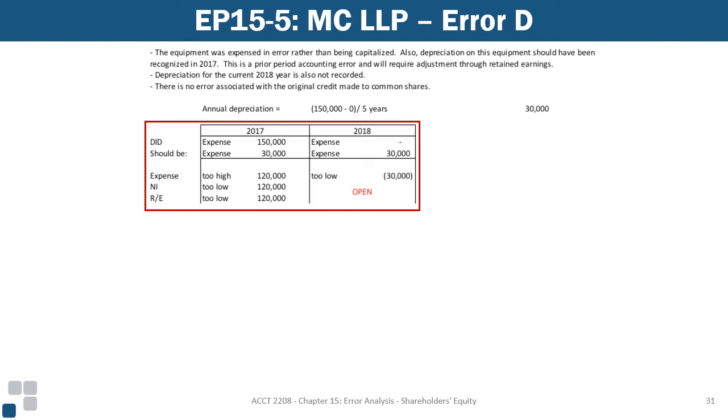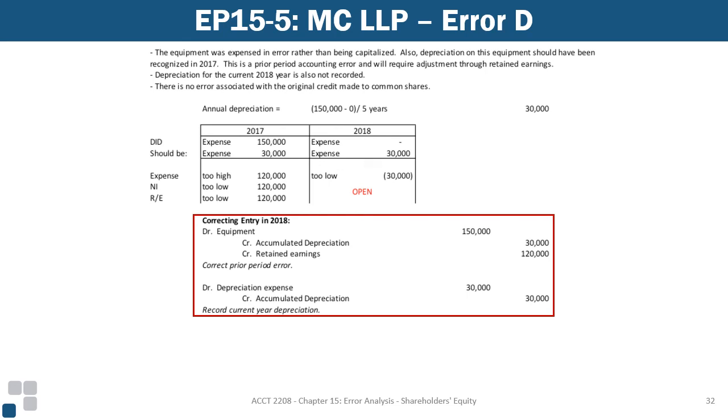If you'd like to keep track of what did happen or should have happened each year: they expensed 150,000. That was the repair and maintenance error, but they only should have expensed depreciation of 30. And so as a result, the combination is that the expenses are too high by 120,000, resulting in net income being too low. So this is too high, this is too low, and of course retained earnings are too low. And in 2018, they didn't do anything, so there should be a current year depreciation expense. And of course, the expenses are too low, and because the books are still open, we can fix any remaining portions here.